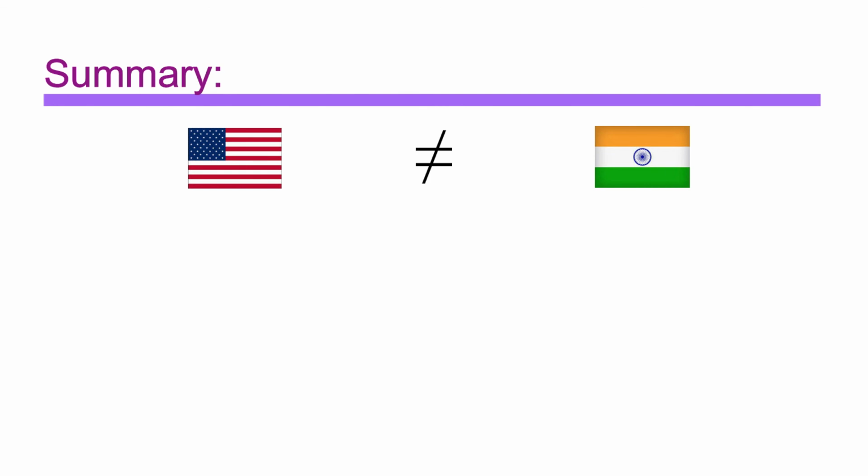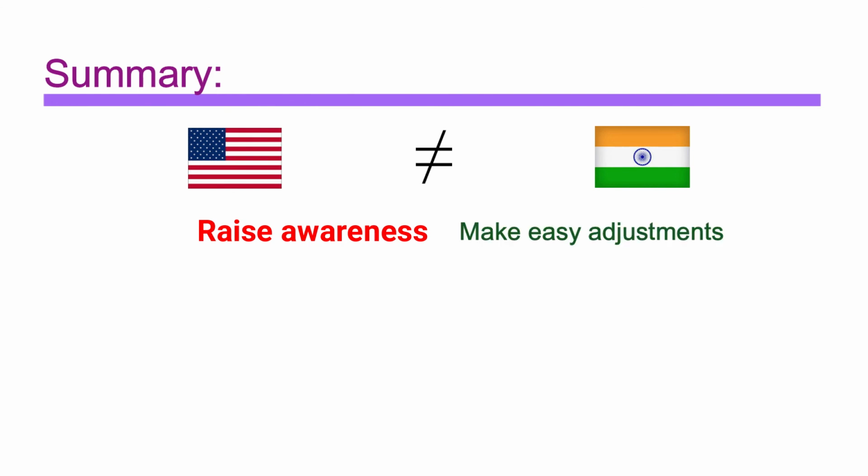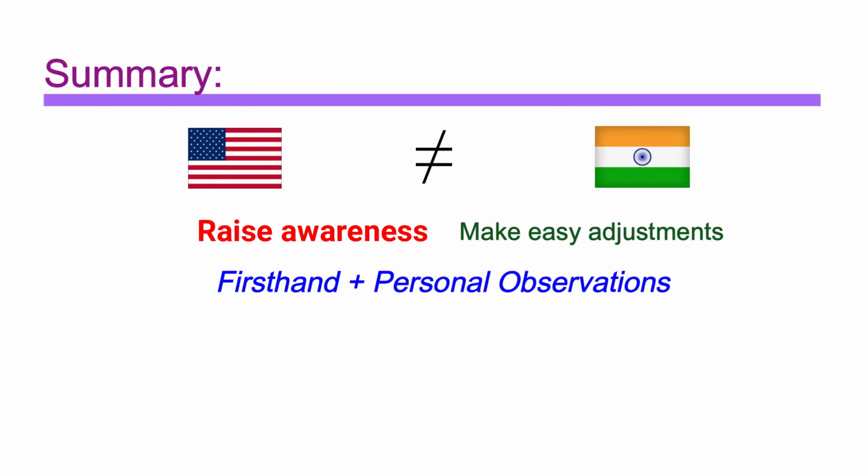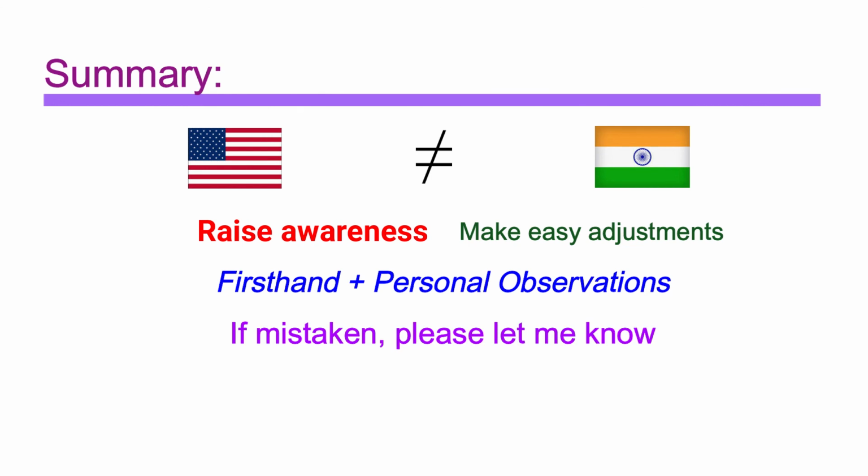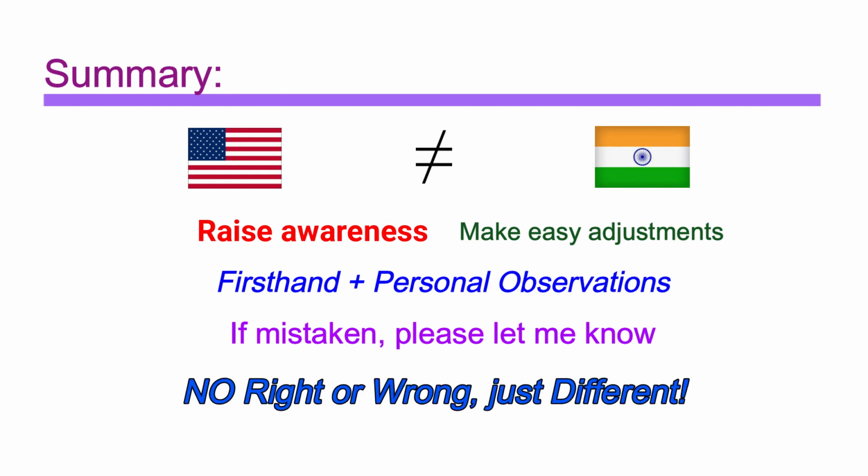Because of my strong desire and interest in speaking English well, I thought I could help. I could help raising people's awareness. I could help people make easy adjustments. It is my sincere hope that we can all communicate accurately and clearly. Because these 22 differences are from my first-hand observations, it is quite possible that I made mistakes. If I did, please feel free to correct me. Once again, there is no right or wrong, just different.